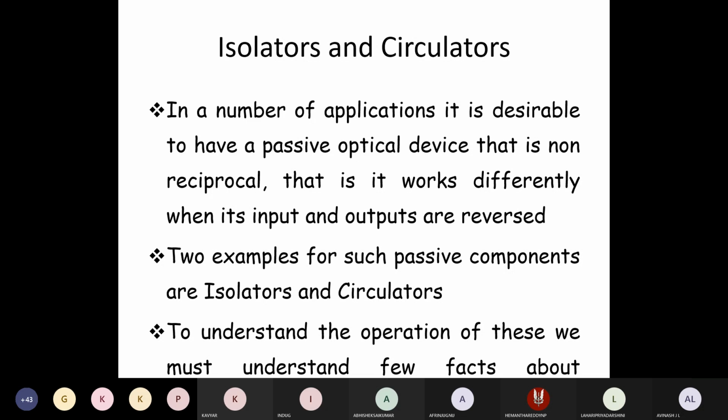Here Faraday rotator is another device. A Faraday rotator is a device that rotates the state of polarization of light passing through it by a specific angular amount. That is called a Faraday rotator.